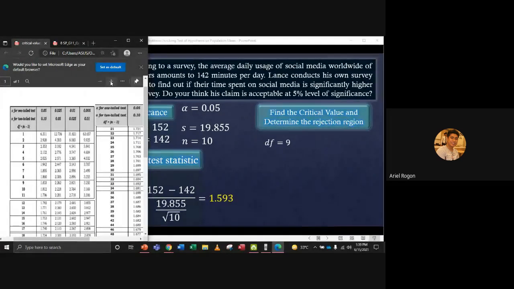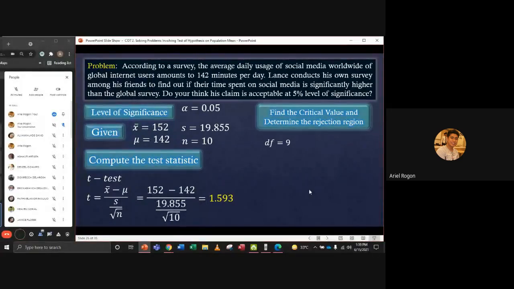O, tingnan nyo na lang sa notes nyo. Okay, nakita na. So that will be 1.833. So the critical value is 1.833.